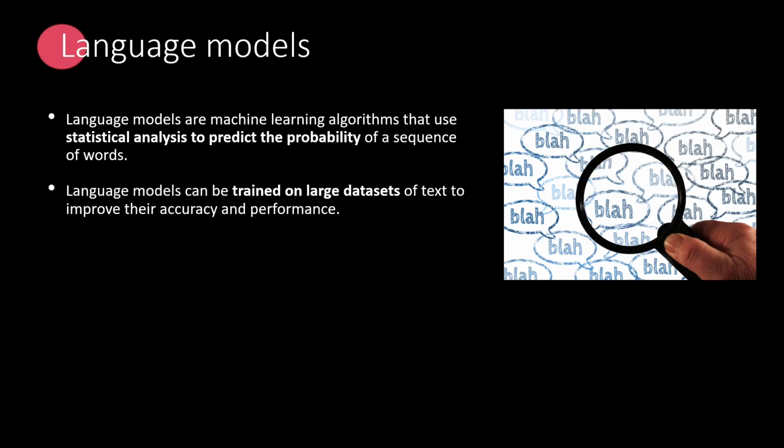Now it can be trained on a large data set, then it's called a large language model. When you train a language model on a huge data set, it's termed as a large language model, and it improves the accuracy and performance of that language model. So keep in mind, as the language model keeps on ingesting more and more data, it improves its performance.